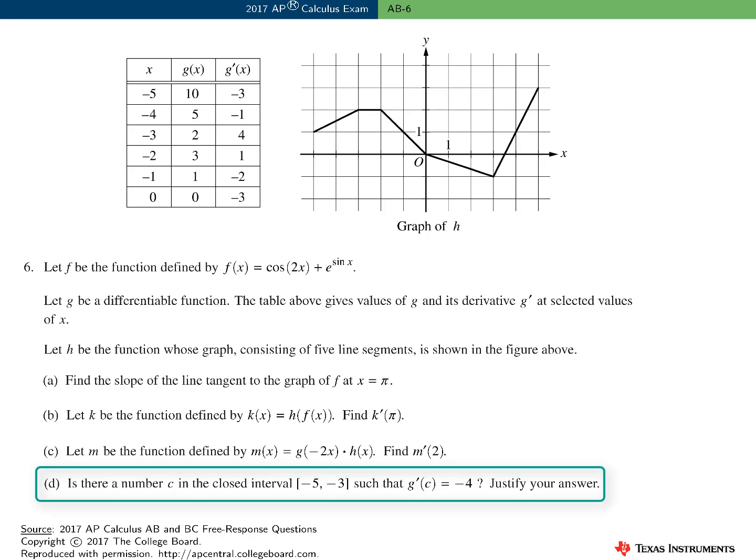In Part D, the student is asked if there's a number c in the closed interval minus 5 to minus 3, such that g prime of c is equal to minus 4, and the student is reminded to justify the answer.